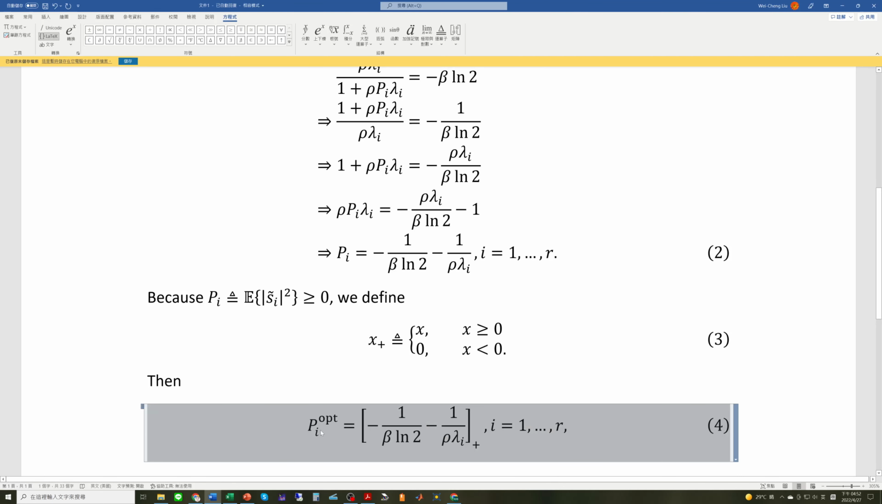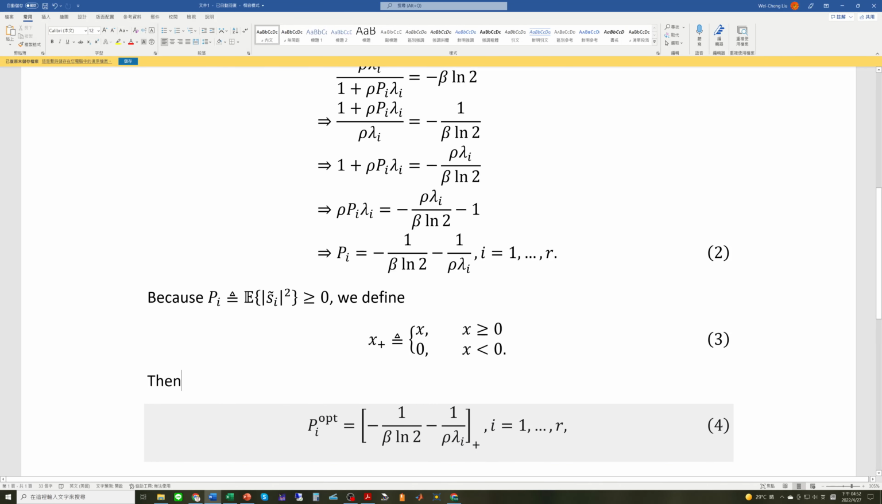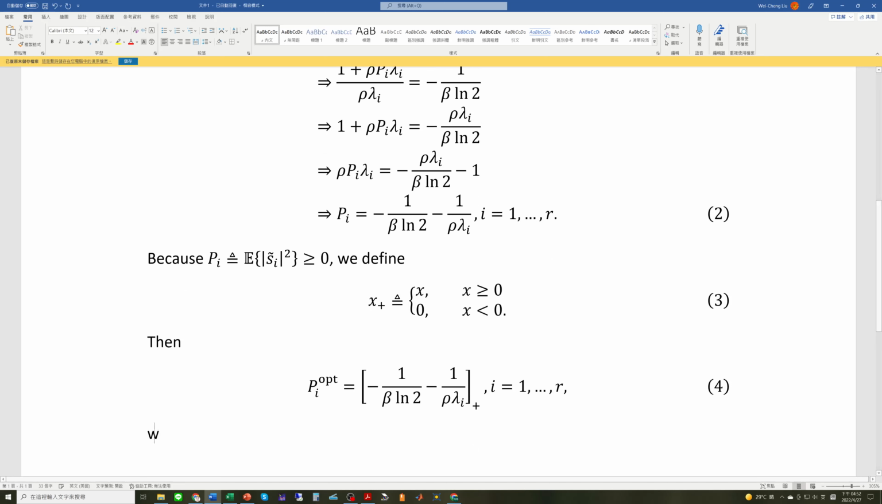So PIOPT is equal to 1 over beta natural log 2 minus 1 over rho lambda I plus, where I is equal to 1 to R, where PIOPT is the optimal solution to PI.